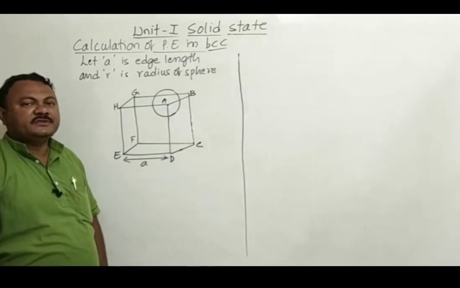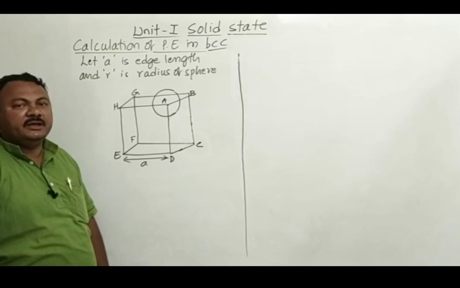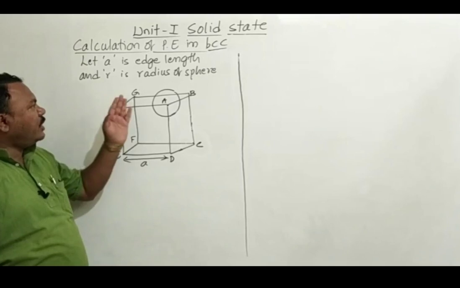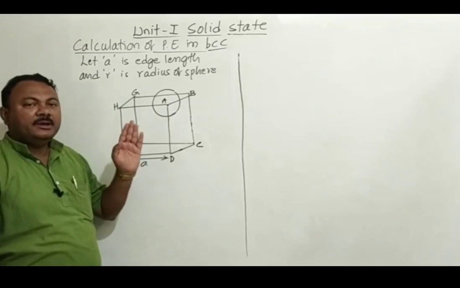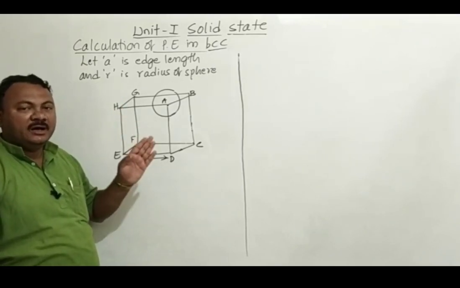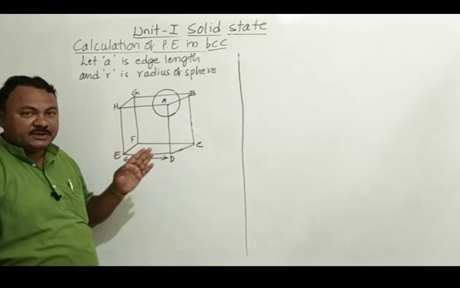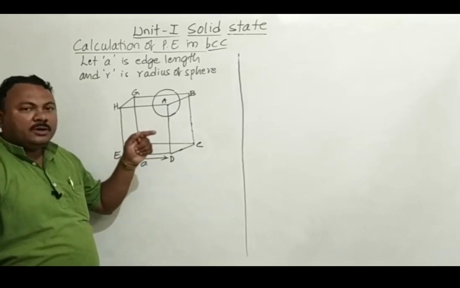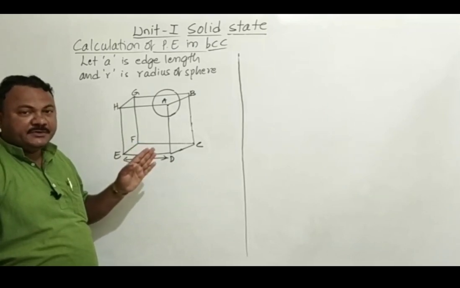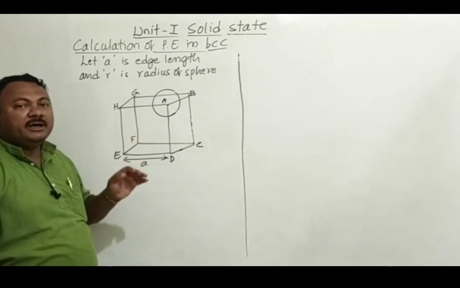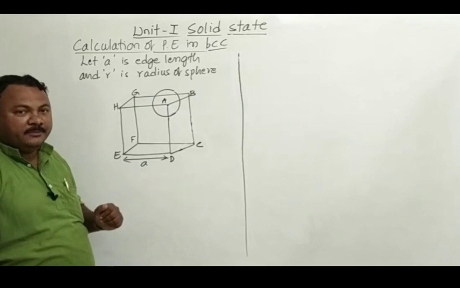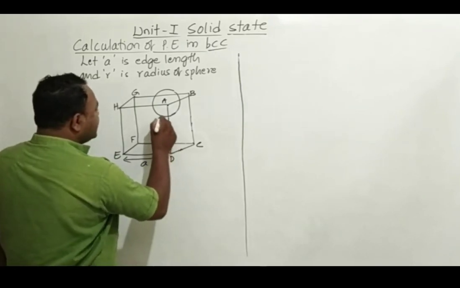Okay, let us go for the next calculation. Packing efficiency in body-centered cubic system, BCC. Again, I have taken edge length as A, radius of the sphere as R. Same unit cell we used in FCC calculation. Corners labeled as A, B, C, D, E, F, G, H. Again, we take an atom or a sphere at the corner A. Let us take another atom at the center of the body.